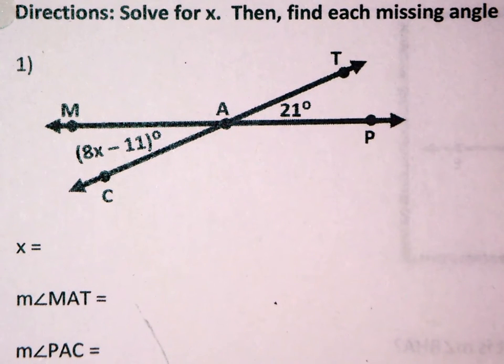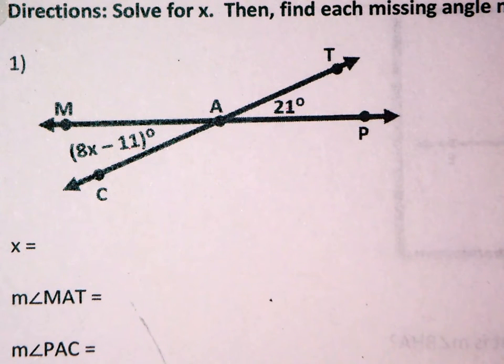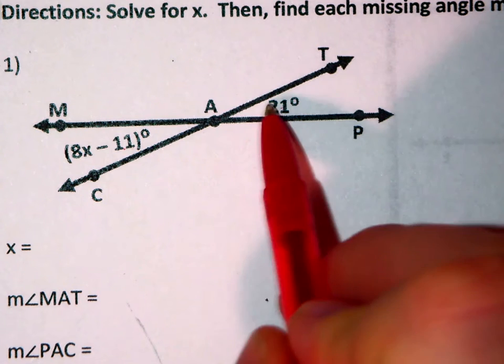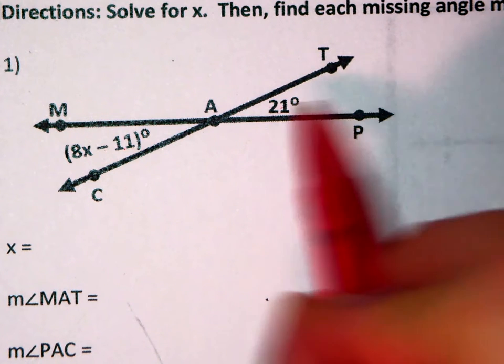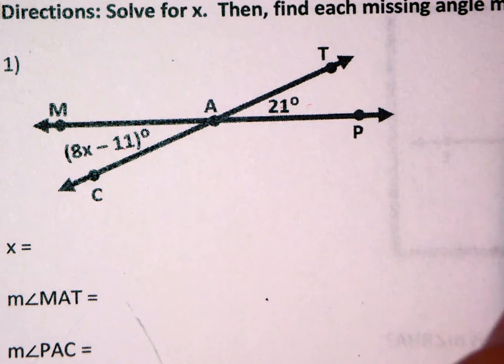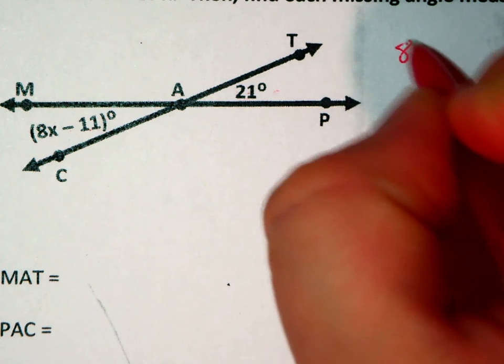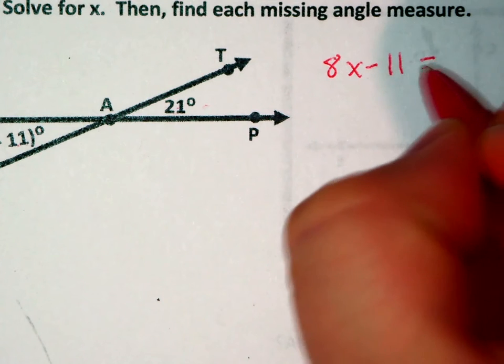In problem number 1, I have a pair of vertical angles. And so we need to first remember, what does vertical angles tell us? Well, vertical angles tells us that the two angles are congruent, which means they have the same measure. And while 8x minus 11 and 21 don't look the same, we can say that they are equal to each other. So, 8x minus 11 is going to be equal to 21.